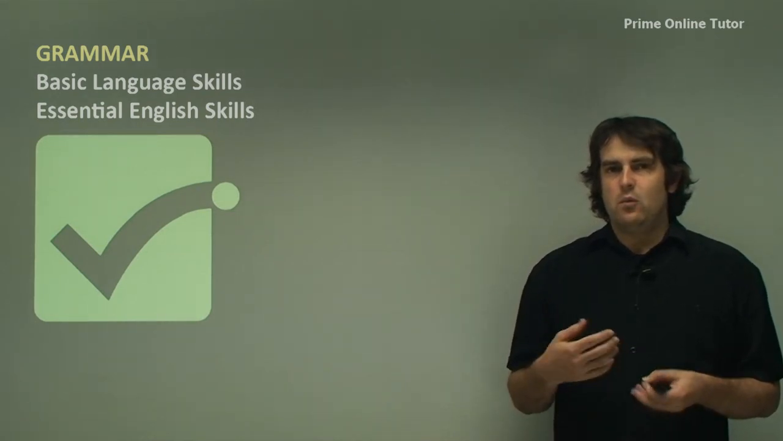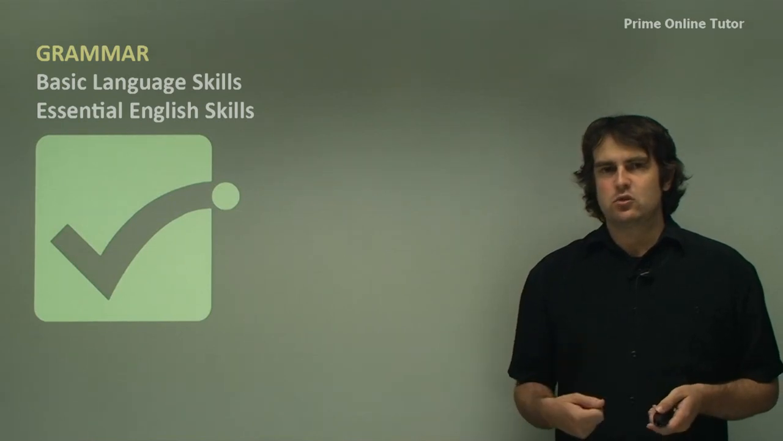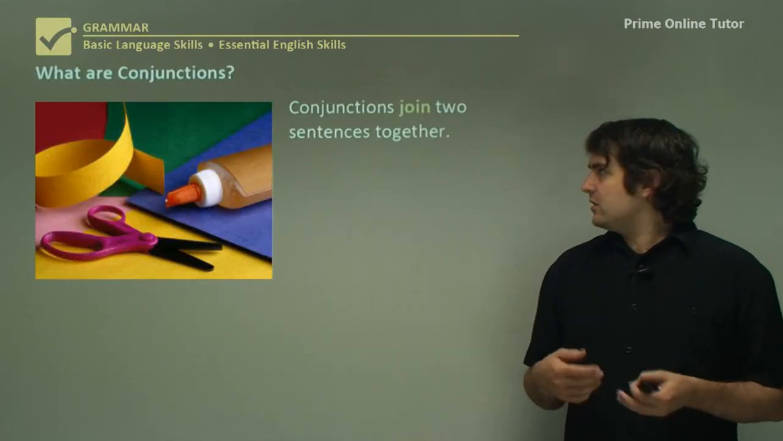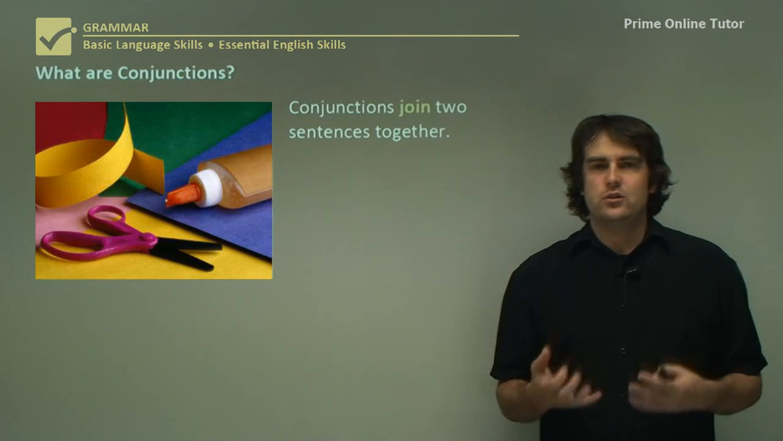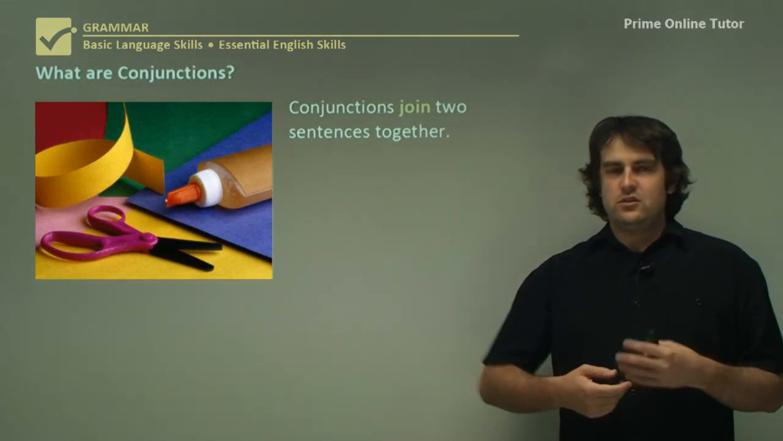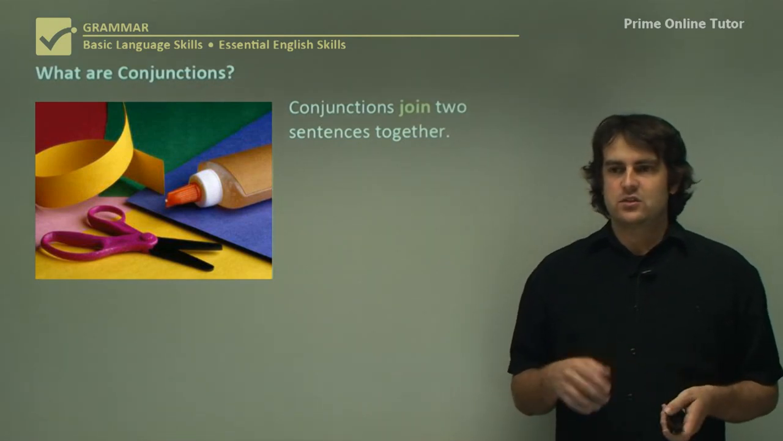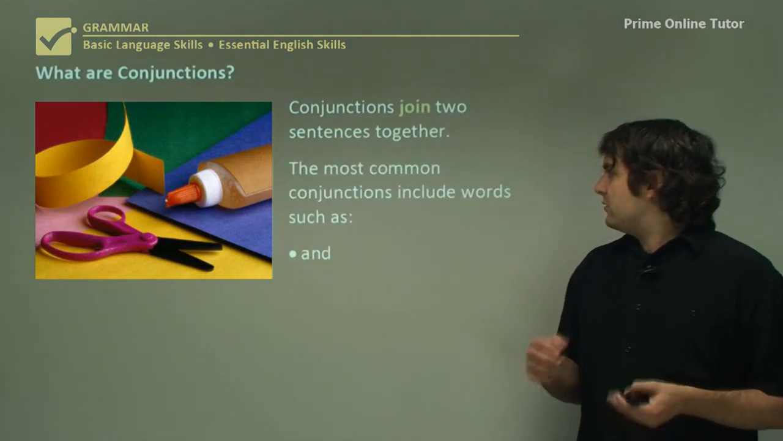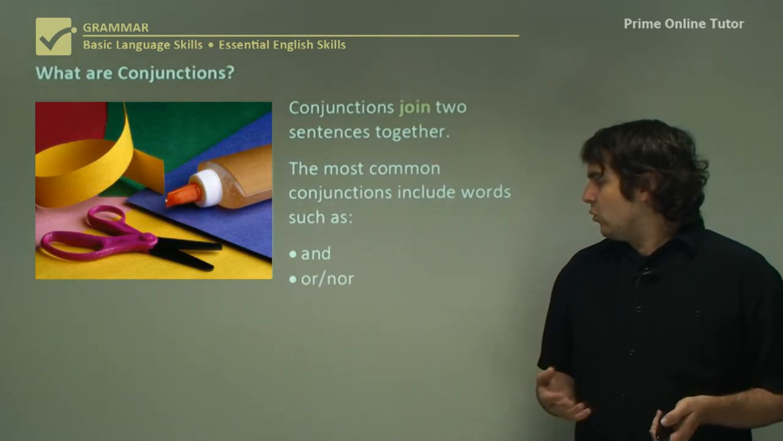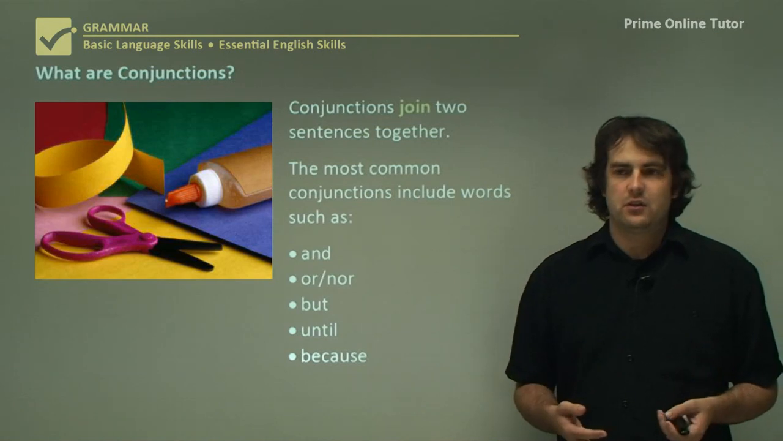And you're wondering, okay, why is that important to use? Well, conjunctions are one of those things that get misused quite a bit. So let's have a look at them. They are things that join two sentences together, basically. Now you'd be used to using these a lot, but sometimes they get used a bit too much. But let's just go through them anyway. They include words such as and, or, nor, but, until, because, and so on and so forth.